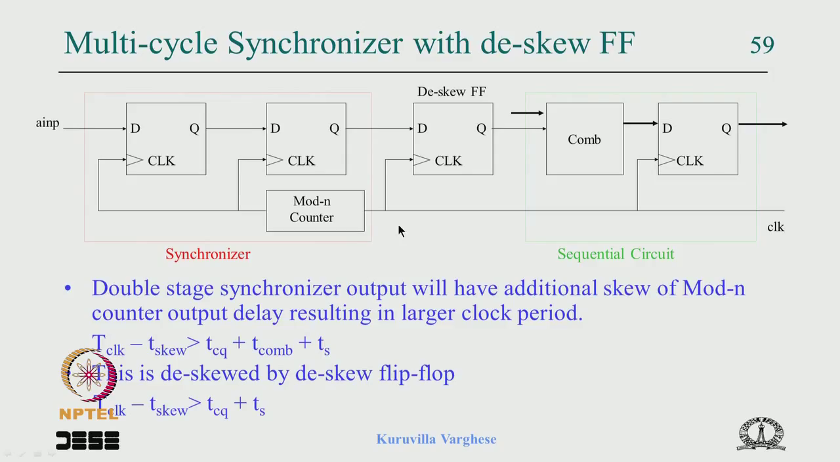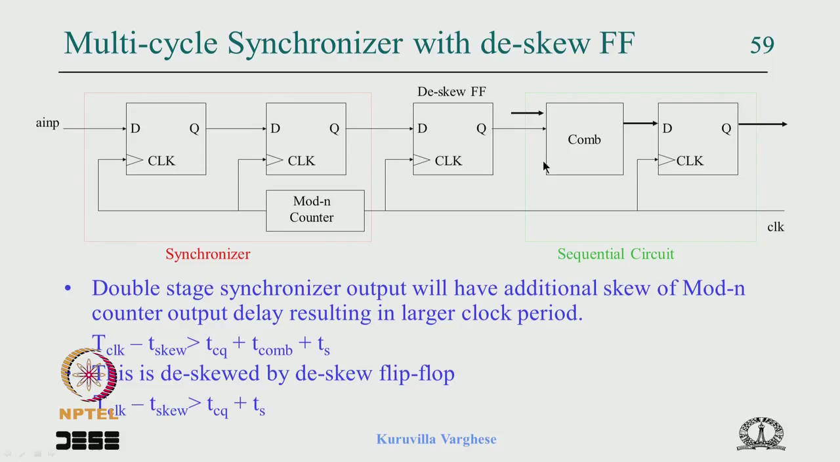To avoid that, we put a de-skew flip flop, because now the skew comes between two adjacent flip flops without any combination circuit. So T clock minus Q should accommodate the TCQ and the T setup, which will be much smaller. Suppose there is a skew here, it is going to eat into the clock period and push the clock period up. That is what the de-skew flip-flop avoids.